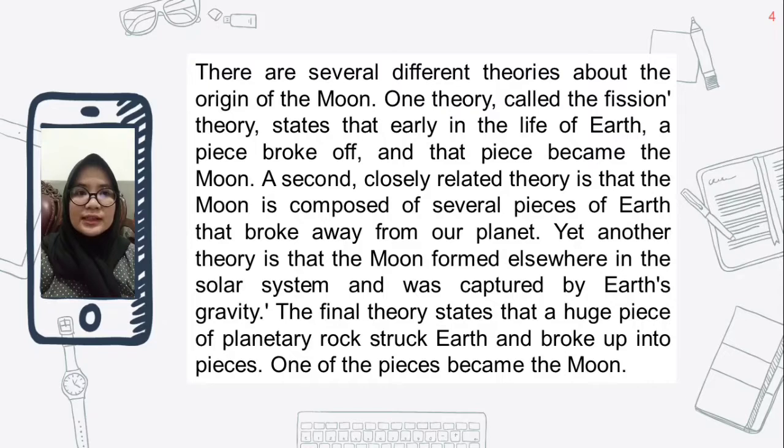There are several different theories about the origin of the moon. One theory, called the fission theory, states that early in the life of Earth, a piece broke off, and that piece became the moon. A second, closely related theory is that the moon is composed of several pieces of Earth that broke away from our planet. Yet another theory is that the moon formed elsewhere in the solar system and was captured by Earth's gravity. The final theory states that a huge piece of planetary rock struck Earth and broke up into pieces. One of the pieces became the moon.